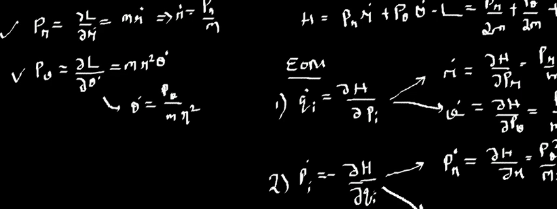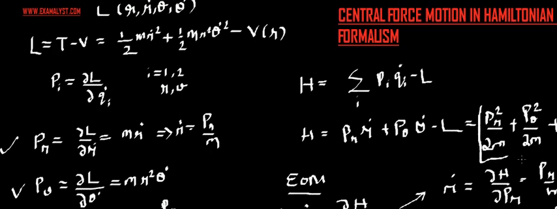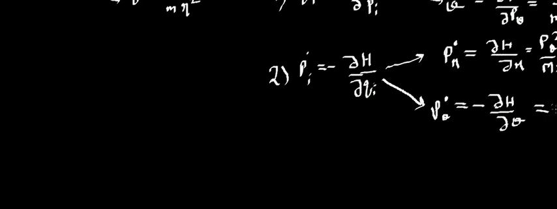Okay, so let's not focus on this. Let's focus on the second one. It's quite interesting. The second one says P theta dot, so the rate of change of angular momentum with time, is minus dH divided by d theta. Now if you look at the Hamiltonian, there is not a single term which is dependent on theta. Here you have P_r square, and here you have P theta square. So you do not see any term in the Hamiltonian which is a function of theta. So this is 0. This is quite interesting.